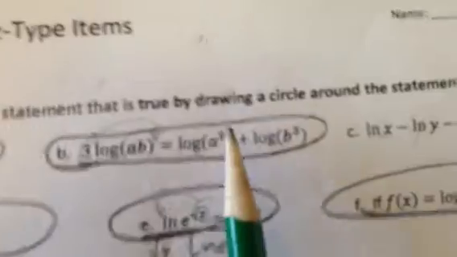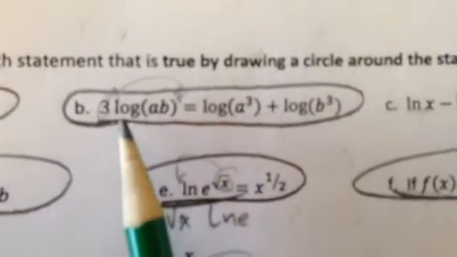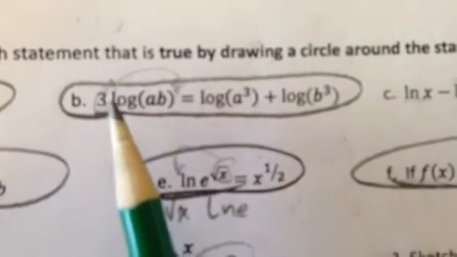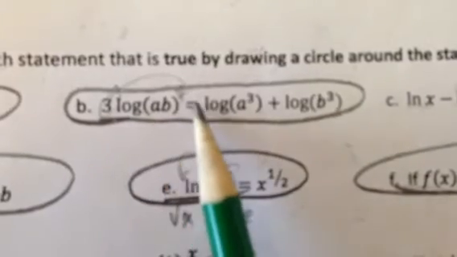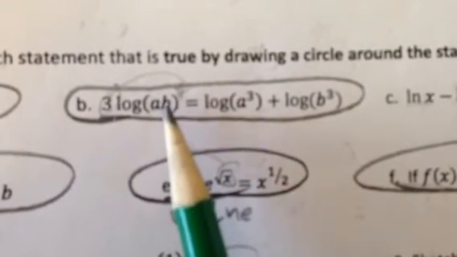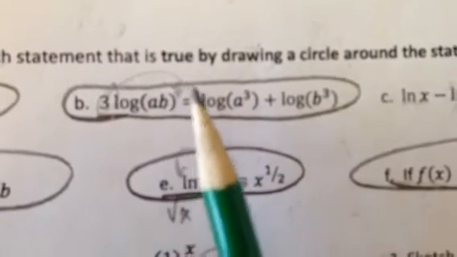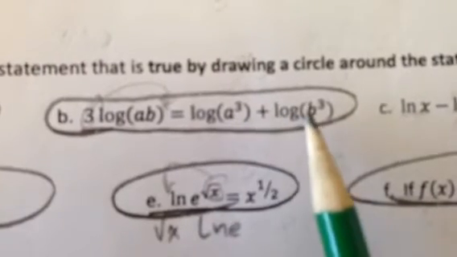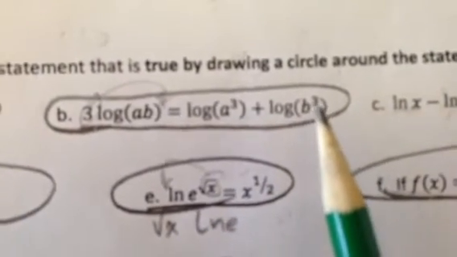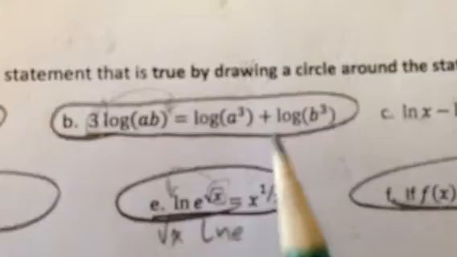Okay? Here's an example of one of those logarithm properties where the coefficient multiplying the log turns into an exponent, and ab to the third power is the same as a to the third and b to the third. So it's the sum of those two logs.